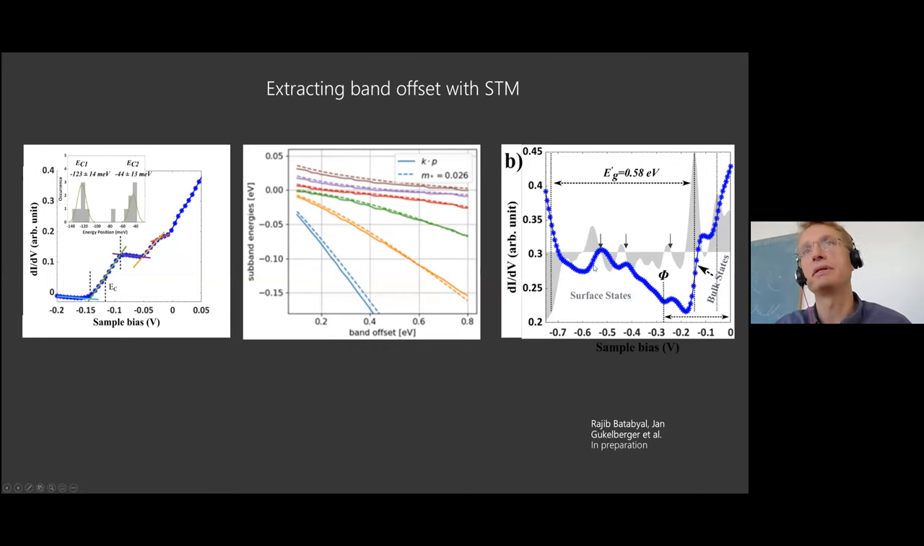And then we have been discussing: is this tip effects, or how can it conduct through the bulk gap? Is it surface conduction and so on? But it is pretty consistent that we see states in the gap of this particular surface.